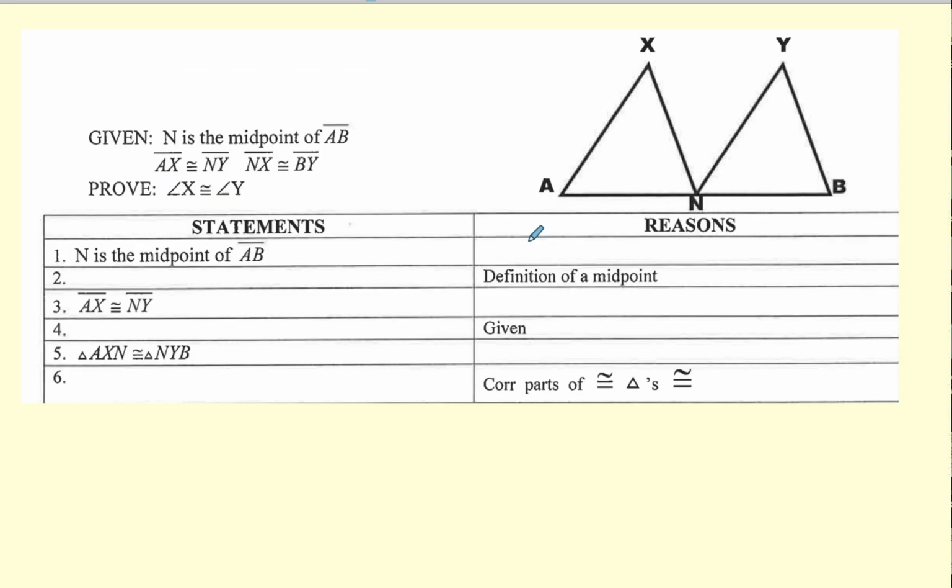Let's go through a proof. So we have N as a midpoint, which makes this congruent to this. We have AX congruent to NY, and we have NX congruent to BY. So it looks like we have SSS, and we want to prove that these angles are congruent. So this is from the given, and we know that a midpoint means that AN will be congruent to NB.